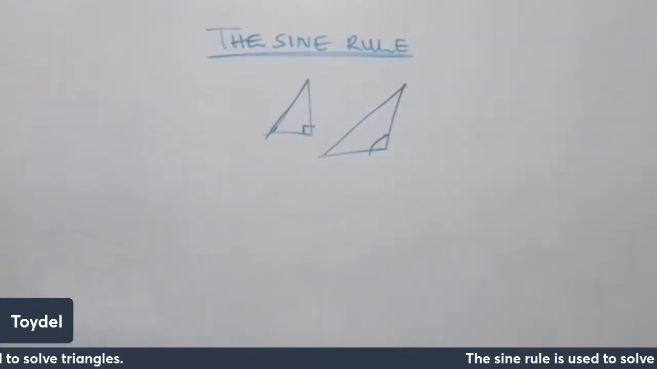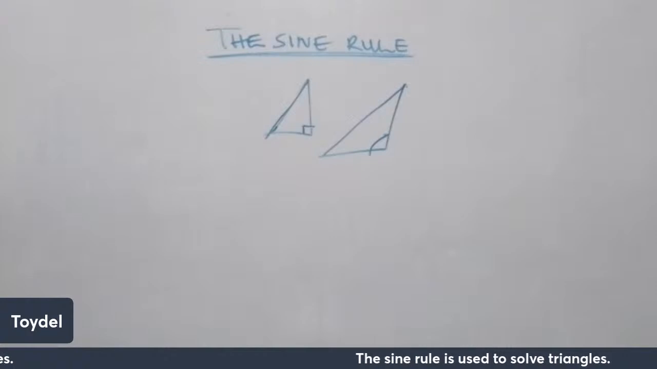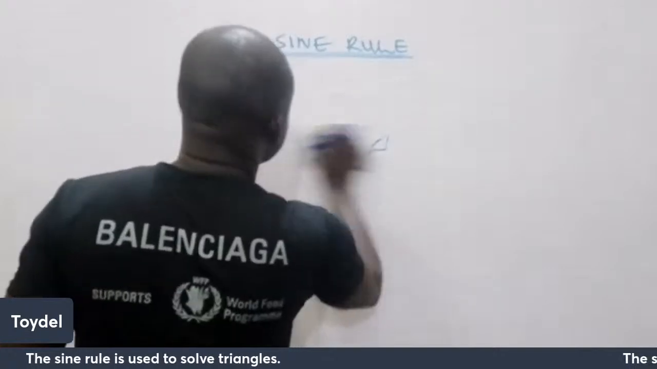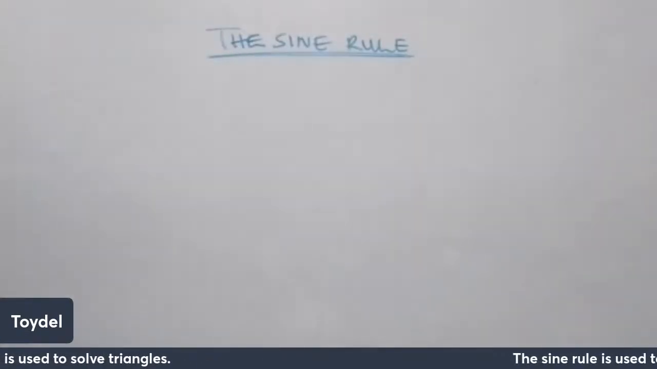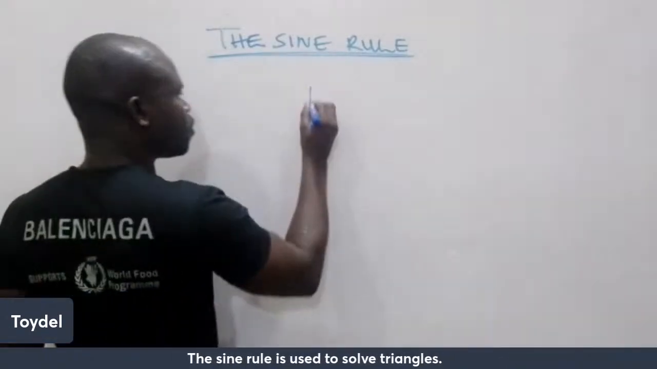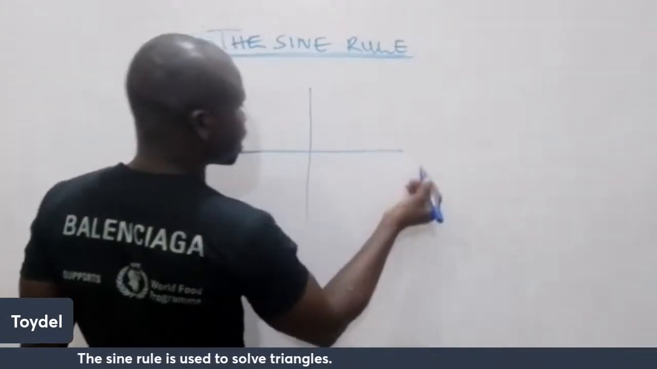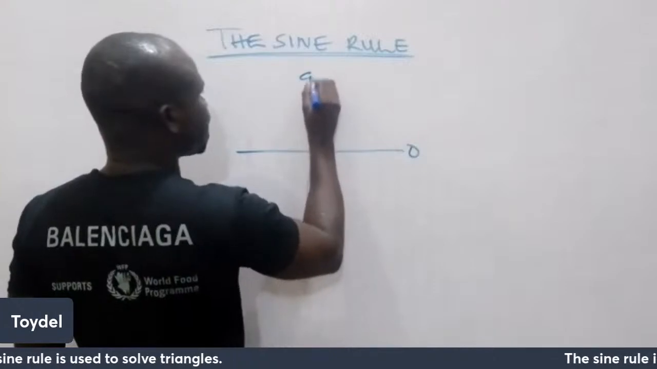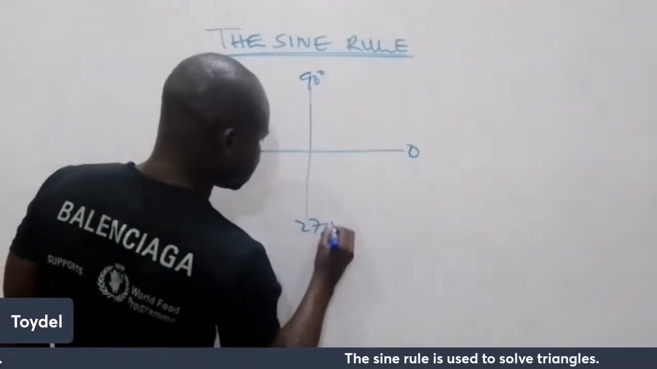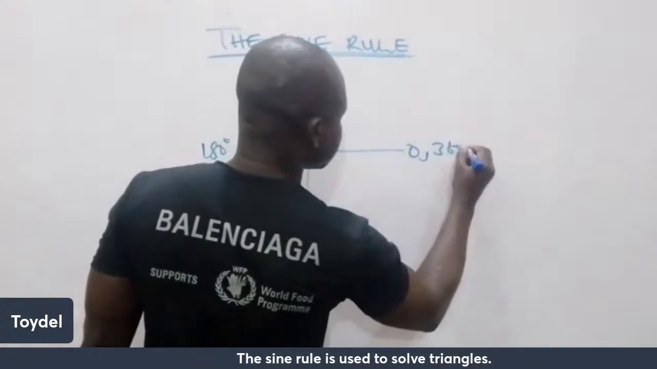So we actually know what to do when we have a right angle triangle. But before I introduce this, I will do a kind of recap on quadrants before we go into the sine rule properly. You know, you have 0, 90 degrees, 180, 270, back to 360 degrees.